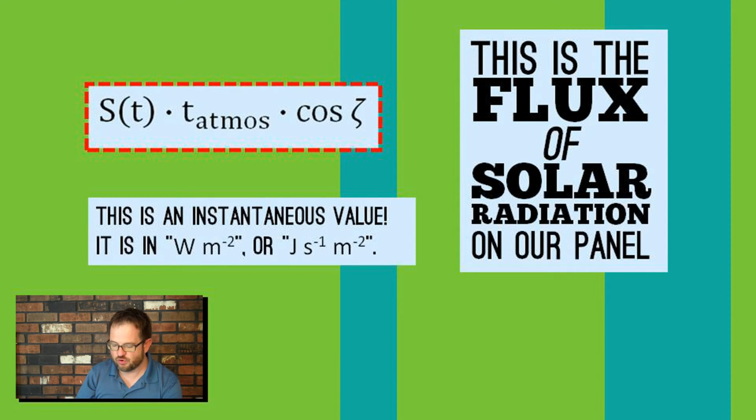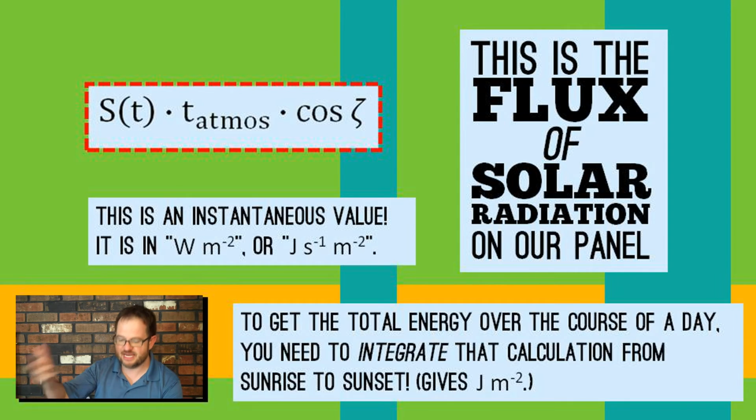Now, in order to make this the total amount of energy over the course of, say, a day, we need to integrate this value with respect to time. We need to integrate this equation from sunrise to sunset. Now, of course, we are not going to really be integrating. I mean, integrating something that had S times T times cosine zeta doesn't look so horrible until you remember what's inside of that S, what's inside of that T atmos, and what is inside of that cosine zeta. Oh my word. Integrating this would be impossible.